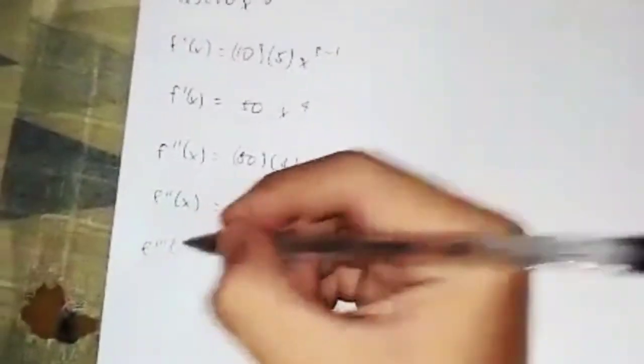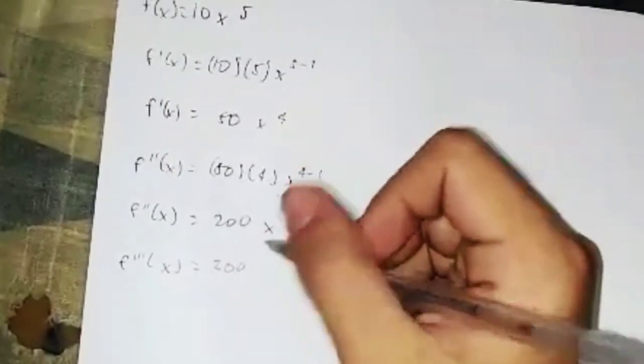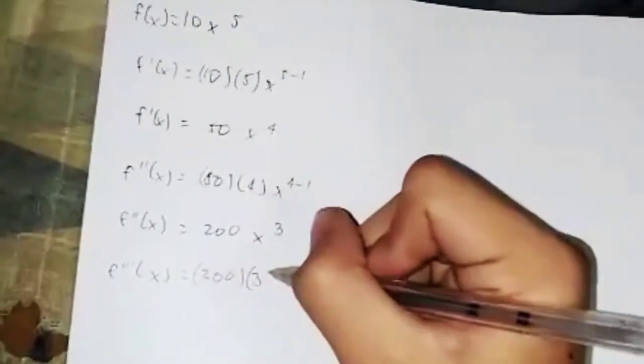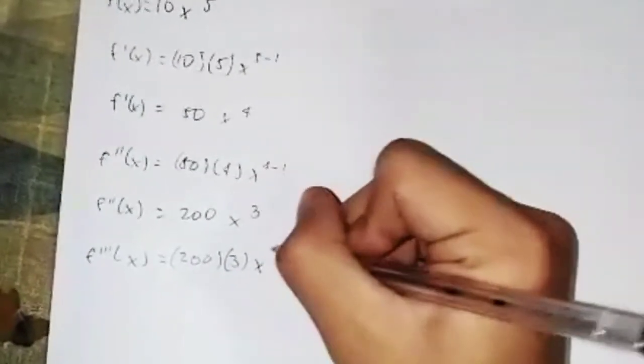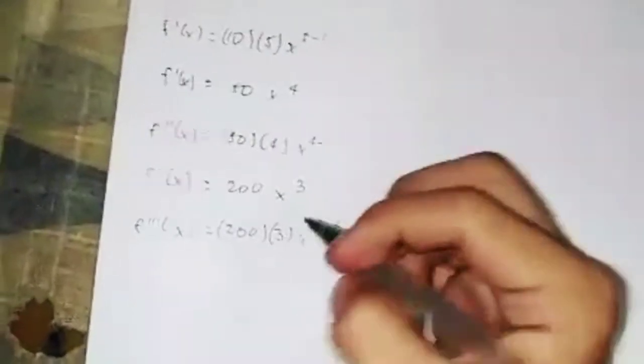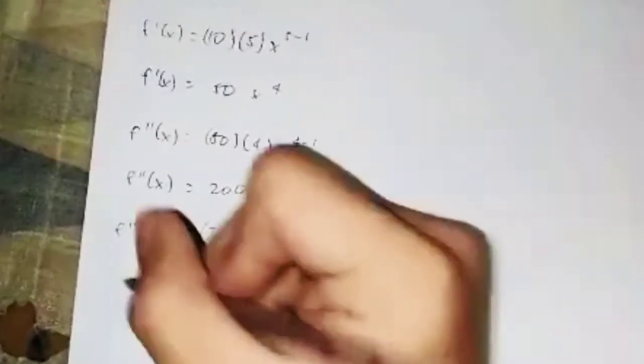So last is to find the third derivative of 10x^5. Since 200 is a constant number, we'll take it out and find the derivative of x^3. Same as the previous procedure, use theorem number 2. 200 times 3 is equal to 600. So this is our final answer, the third derivative of 10x^5.